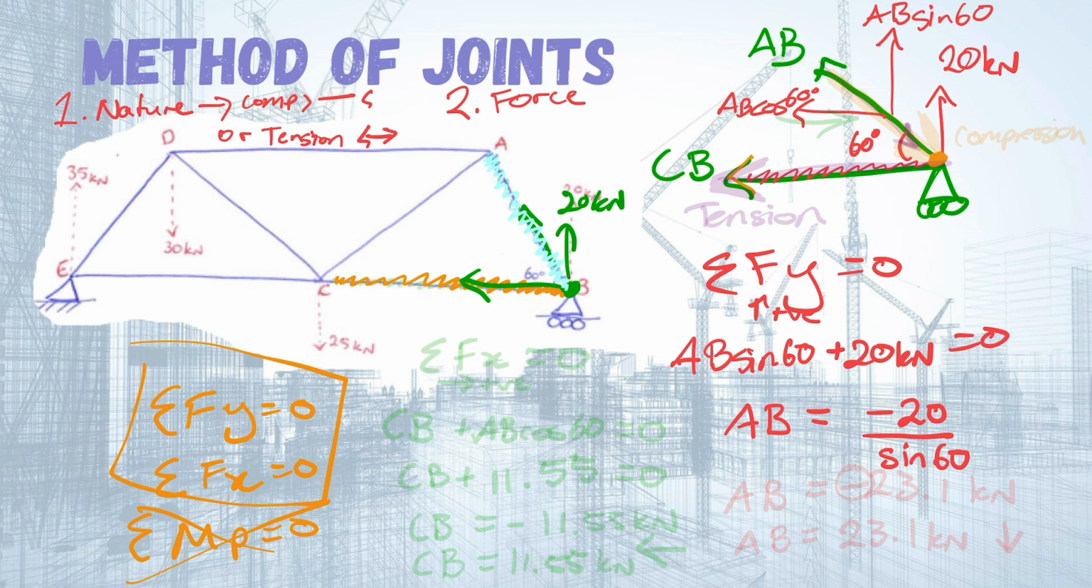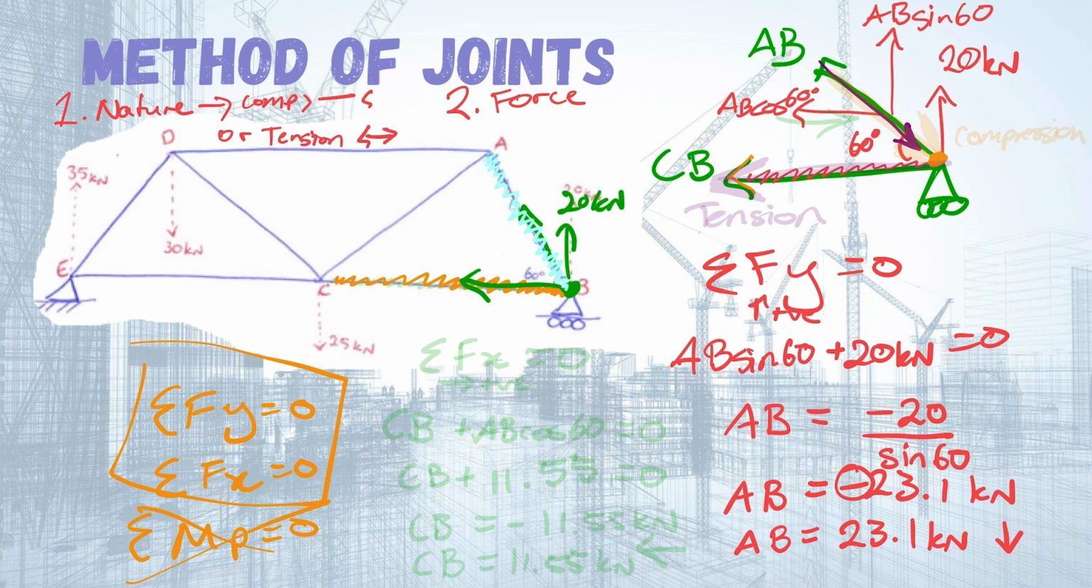So AB is equal to negative 20 over sine 60. Put that in the calculator, and we get a result of AB equaling negative 23.1 kilonewtons, but it's negative, so it's not going to be acting upwards, it's going to be acting downwards. So we have AB is equal to 23.1 kilonewtons in the downwards direction. So we can redraw AB. AB is not acting that way, it's acting that way, just like that.